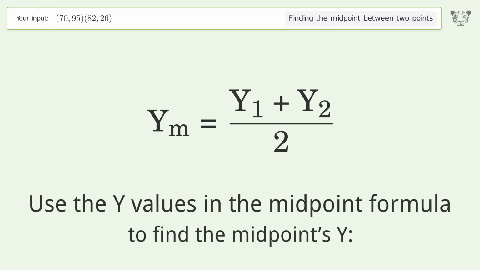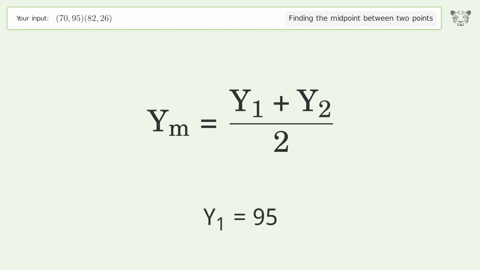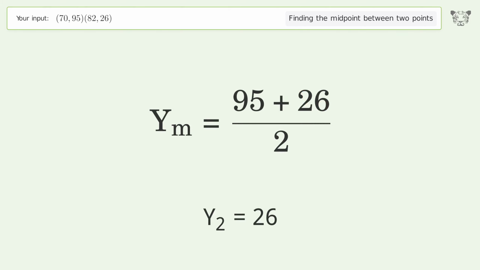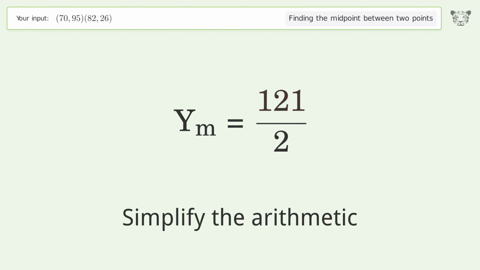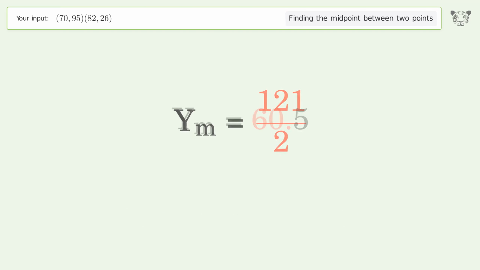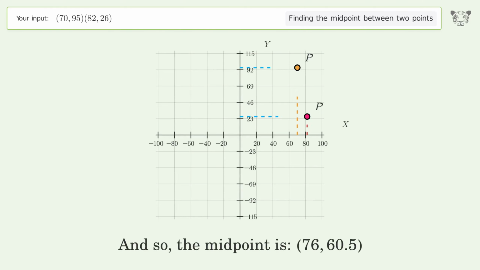Use the y values in the midpoint formula to find the midpoint's y. y1 equals 95. y2 equals 26. Simplify the arithmetic. And so, the midpoint is 76, 60.5.